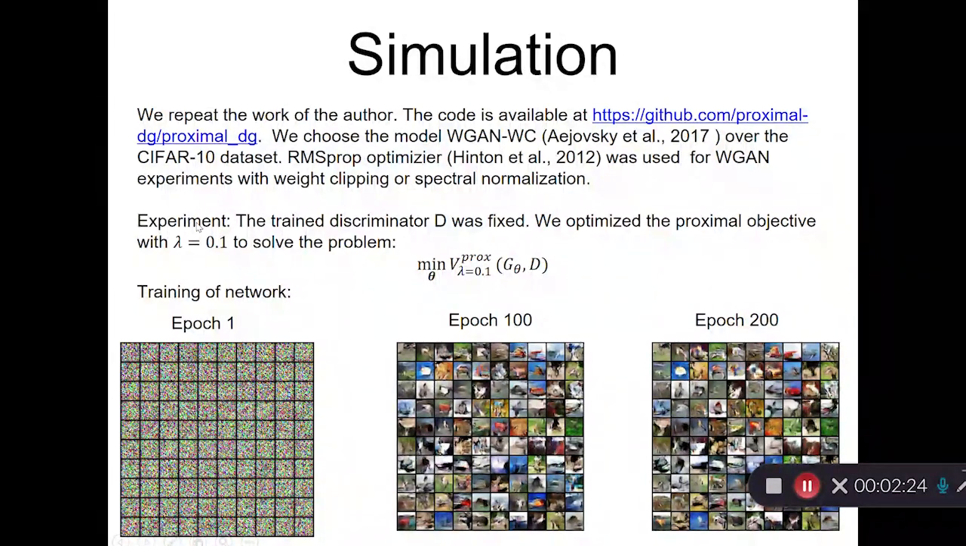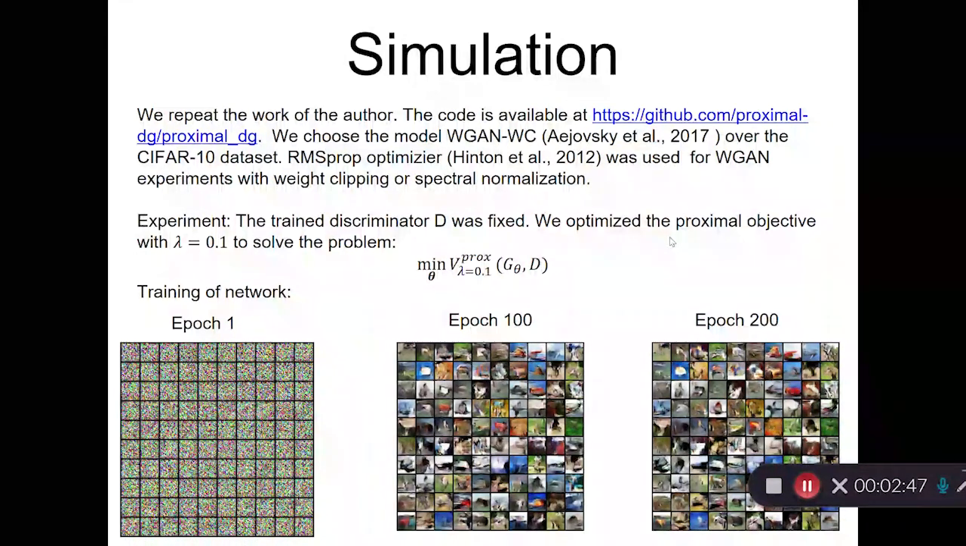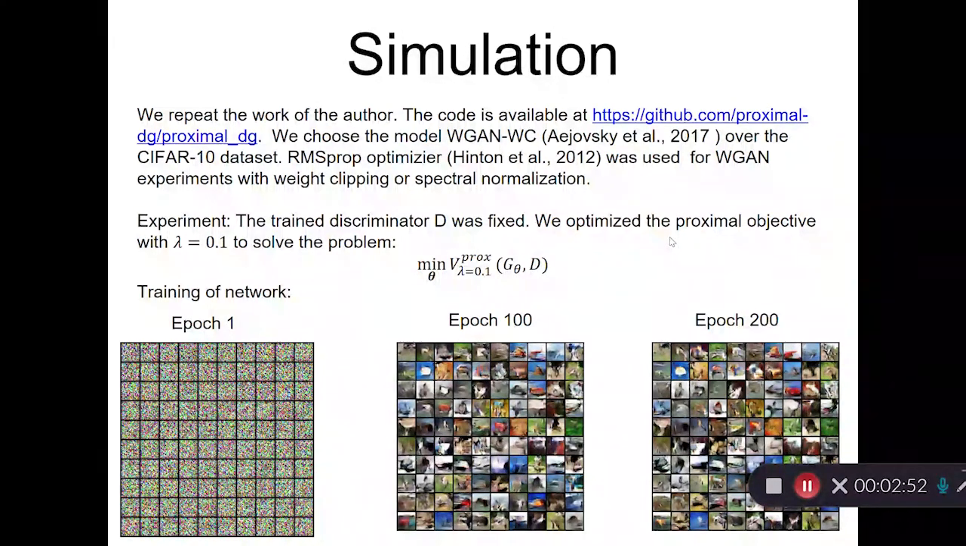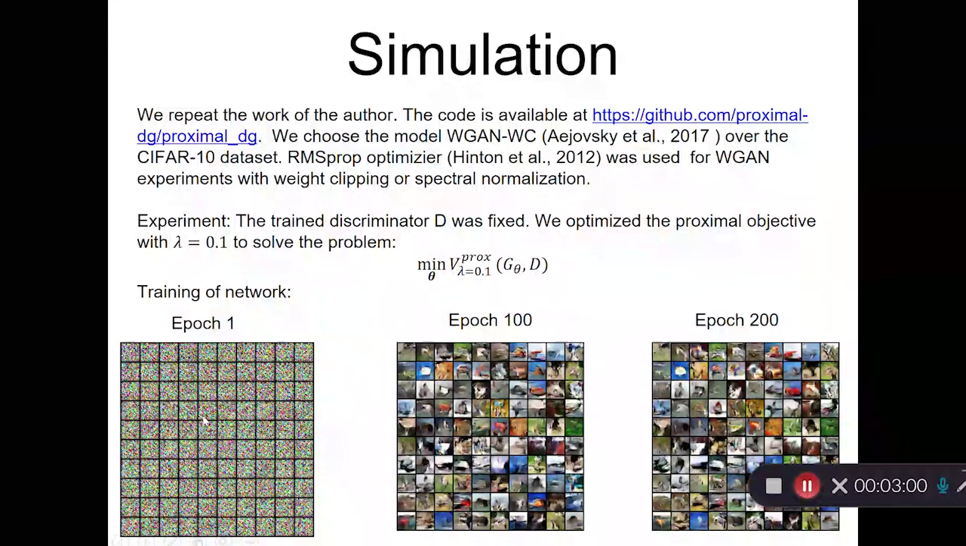In our experiment, we first train the networks. Then we'll have a trained discriminator T, and we'll fix this to optimize, to do the proximal training. We optimize the proximal objective with a lambda equal to 0.1 to solve this problem. And this is the data during the training of the network.